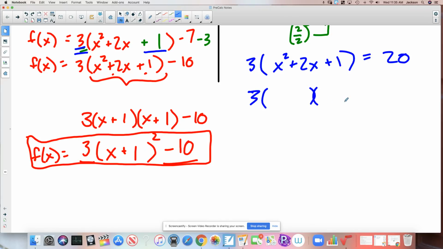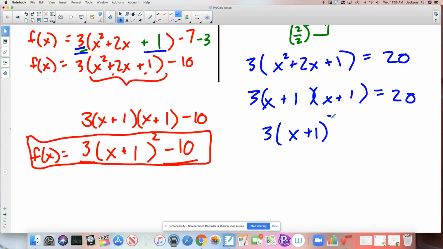I'm still going to factor this into these two binomials, just like I did here. I'm still going to call this x plus 1, and this is x plus 1. This is equal to 20. I end up with x plus 1 quantity squared equals 20 over here. If I'm solving this equation, you might ask, how come this is 20 and this is 10? It's really two different problems that started with the same quadratic.